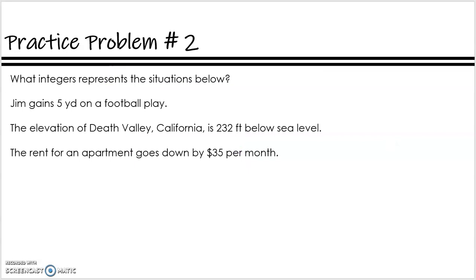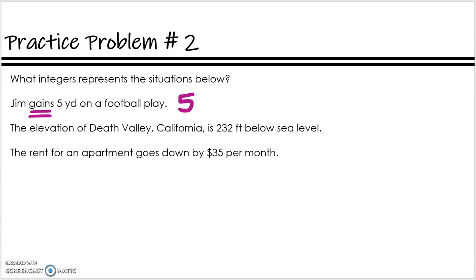Okay, let's write some integers based on real world problems. So what integers represent the situations below? Remember that you're going to have to think about negative numbers, positive numbers, or 0. Jim gains 5 yards on a football play. What does gains mean? Okay, gains means he goes forward 5 yards. Therefore, that is +5. And again, you just write it as a 5.